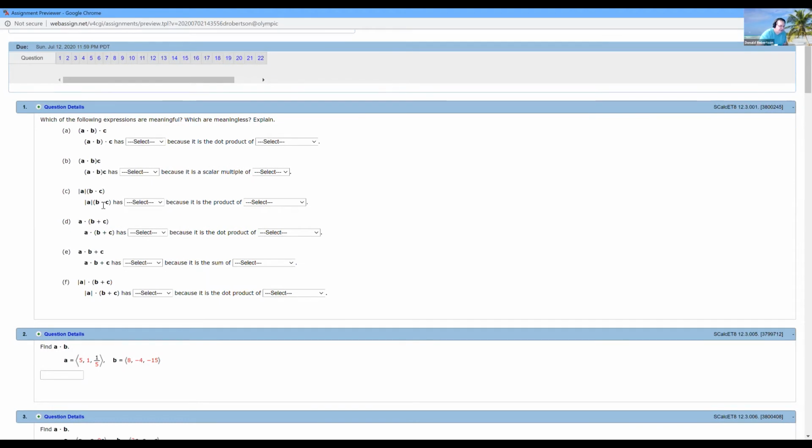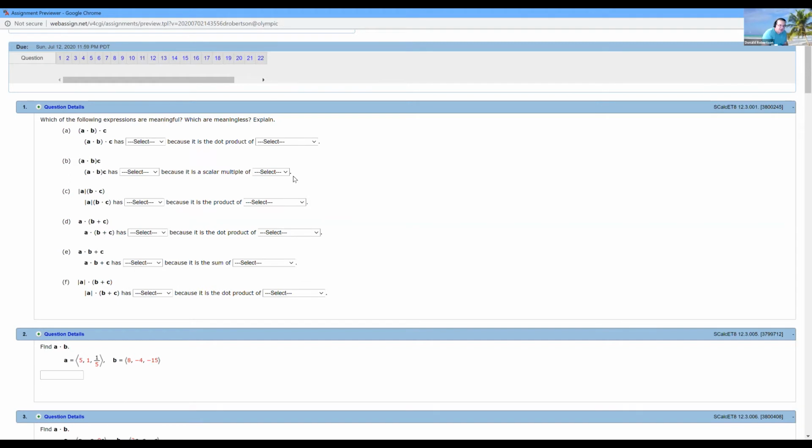Right, what about C? Is the magnitude of A a vector or a scalar? Is the magnitude of A a number or a vector, essentially? That's a number. Okay. Is B dot C a vector or a scalar? That should be a vector. Isn't it the dot product of 2 vectors? Oh, and so yeah, it would just be a number then. Just be a number, right?